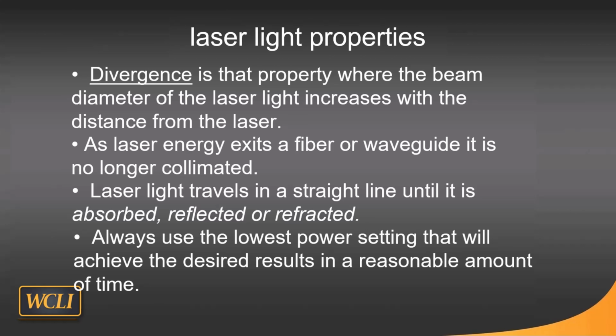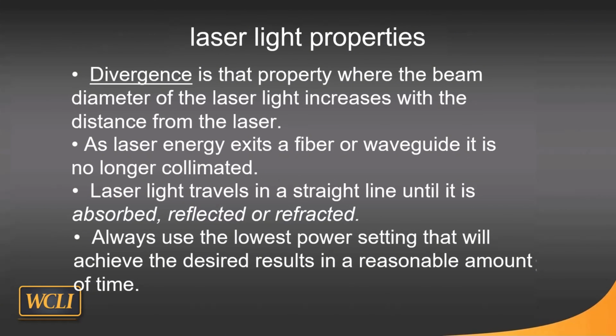So there are fewer photons in the big spot than in the small spot, and that affects our spot size and our power density. Then laser light will travel in a straight line. This is traditional laser light, not necessarily from a dental handpiece. Think about a laser pointer for a moment. That laser light will travel in a straight line until it's either absorbed, reflected, or refracted by something. And finally, a basic tenet of lasers is that you should always use the lowest power setting that will achieve your desired result in a reasonable amount of time.